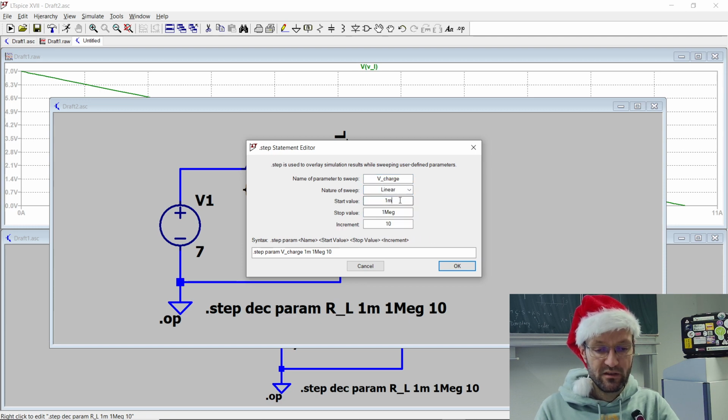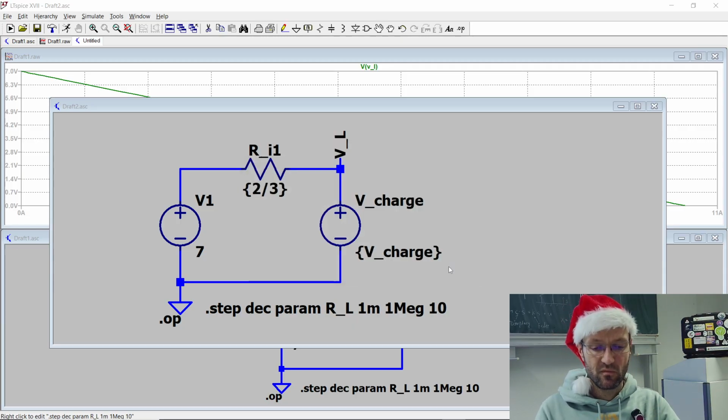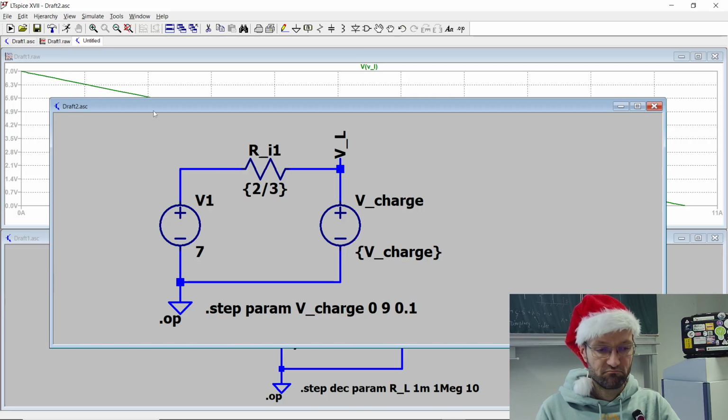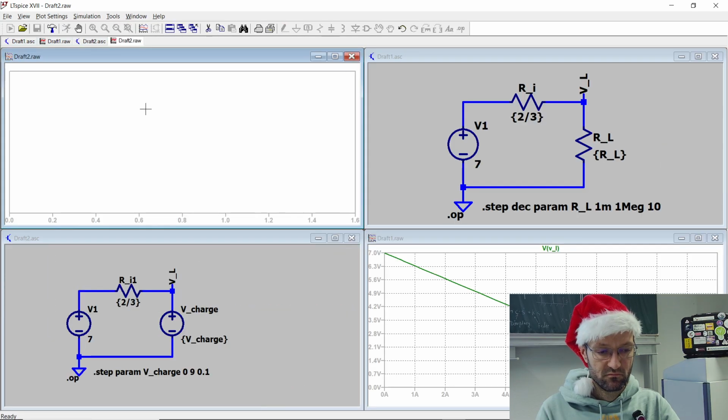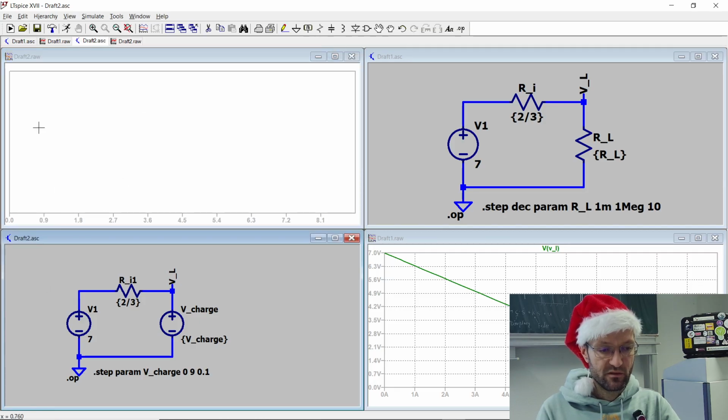And now we can do a linear sweep. We can start at 0 volt and go up to 9 volt in increments of 0.1, for example. Then we should get 90 sweeps. And run. And then it's doing something and it's completed 90 runs.